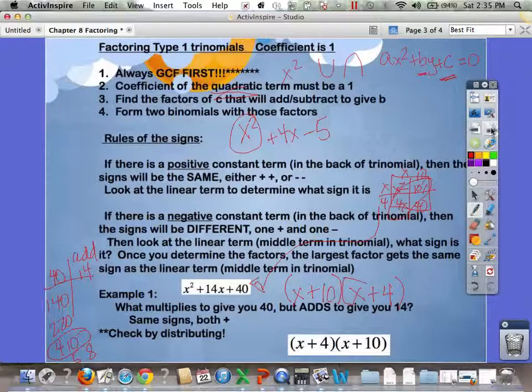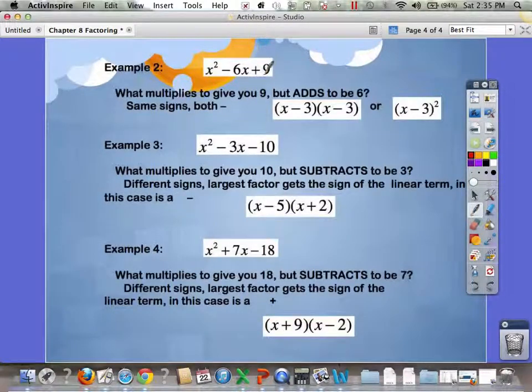All right, let's see. So another example, x squared minus 6x plus 9. This is our quadratic term. It has a coefficient of 1, so we know we can use type 1 rules to factor this. We look in the back, and it's a positive, so that means it's going to have the same signs. Go ahead and do your bubble, parentheses, whatever you want to call them. Same sign, but we look right here, and they're both going to be negative.